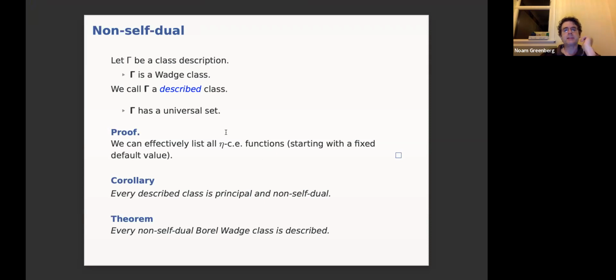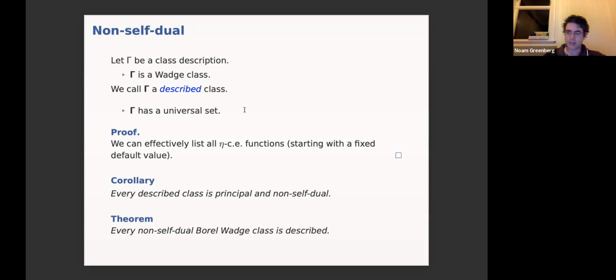A couple of basic facts. Each boldface gamma, a described class, a class that has a description. First of all, it is a Wadge class, it is closed under taking continuous pre-images. And it has a universal set. You can prove it set theoretically, but if you're working from the point of view of computability, the reason that it has a universal set is that I can effectively list, uniformly in an oracle, all possible names in that class.